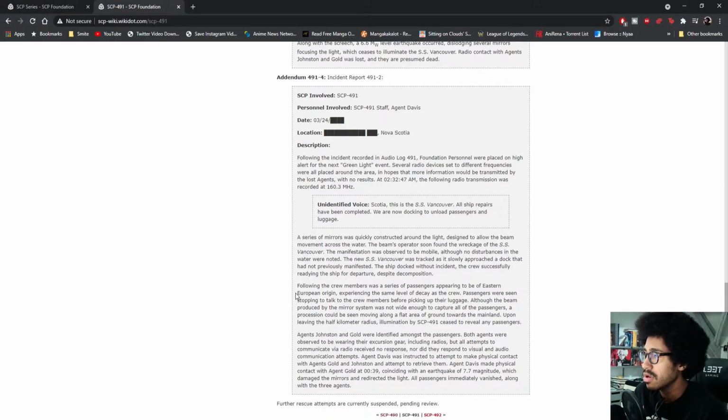Unidentified voice: Scotia, this is SS Vancouver. All ship repairs have been completed. We are now ready to unload passengers and luggage.